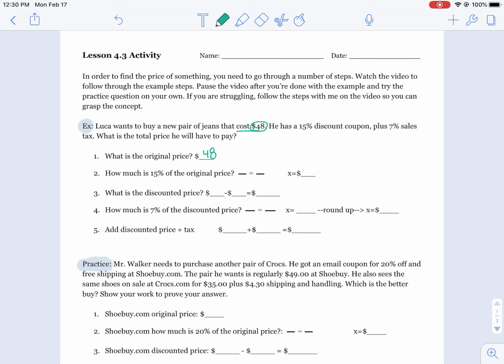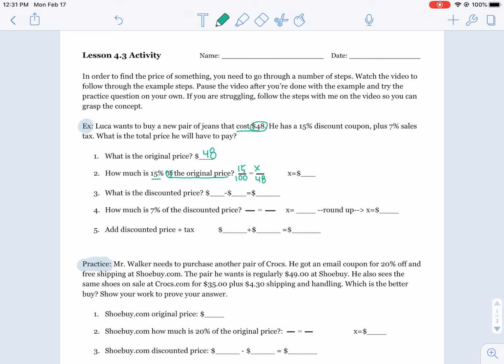And then the second question says, how much is 15% of the original price? Whenever you have the percent, you always put that number over 100. It doesn't matter if you put this number on the right side or the left side, it should still be the same, but I'm just going to put it in front, okay? And of the original price. So I know the original price is going to be on the bottom. Remember the word clue is "of." So I don't know what the top number is going to be. Now I have to find out the information by multiplying 15 times 48 and then dividing it by 100.